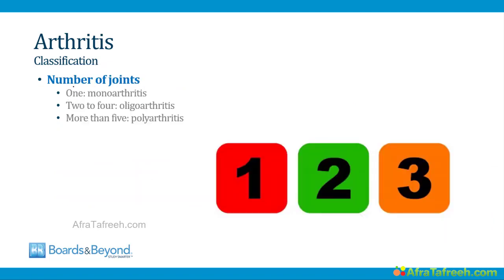You can also classify arthritis in terms of the number of joints involved. If there's only one joint involved, that's called monoarthritis. If 2 to 4 are involved, that's oligoarthritis. And when patients have more than 5 joints with arthritis, that's called polyarthritis.